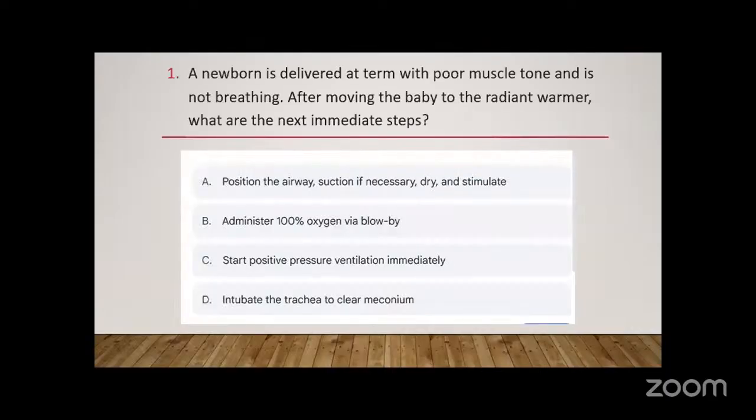First question: a newborn is delivered at term with poor muscle tone and is not breathing. After moving the baby to the radiant warmer, what is the next step you want to do?